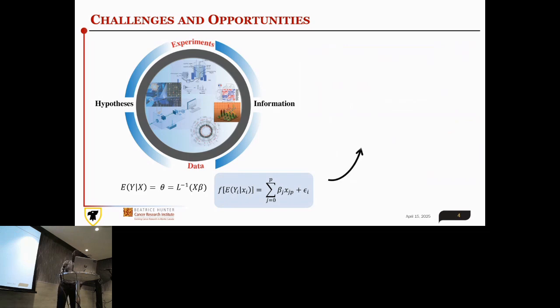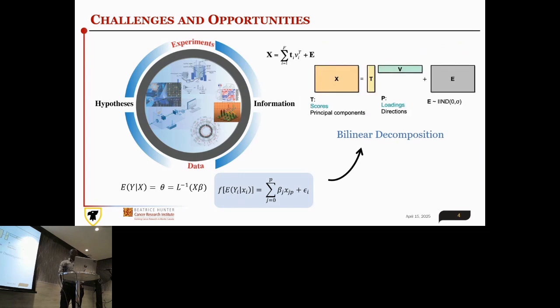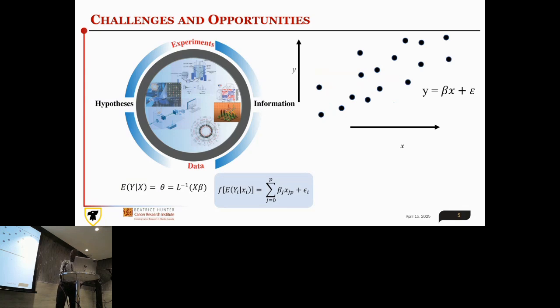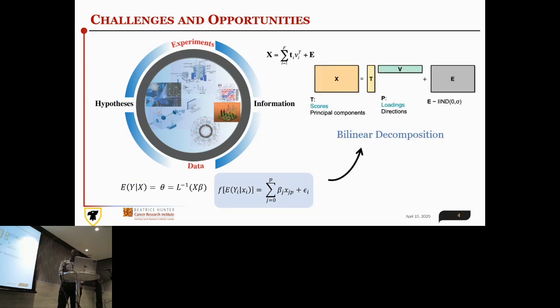Now, the ideal way is to do what is usually called a bilinear decomposition. A bilinear decomposition is simply a way where you take a matrix X and you decompose it into two lower dimensional matrices that have equal rank to the original X matrix, so that you get rid of the noise. And the noise that accompanies this is assumed to follow some kind of a statistical distribution, usually independent, identically distributed and following a normal distribution centered around 0. Okay, so this is a bilinear decomposition.